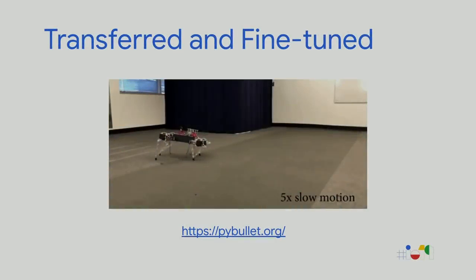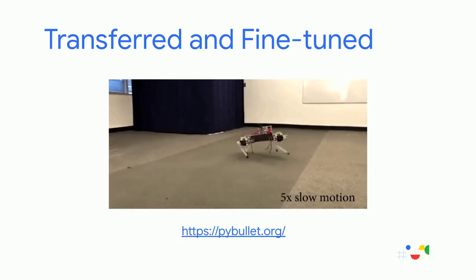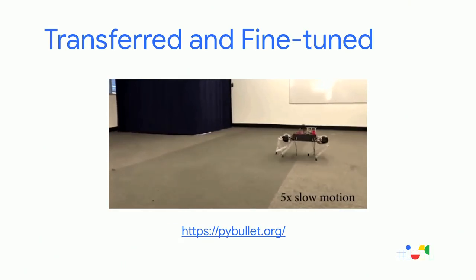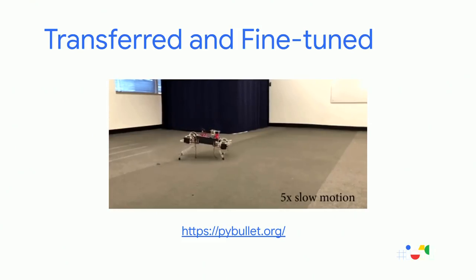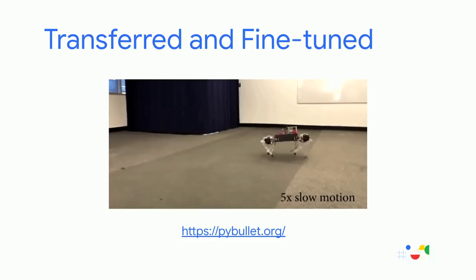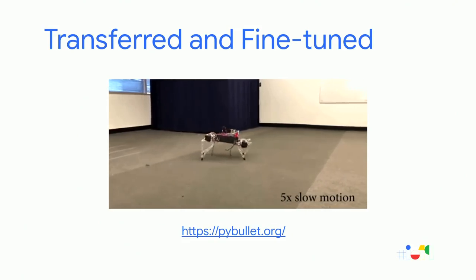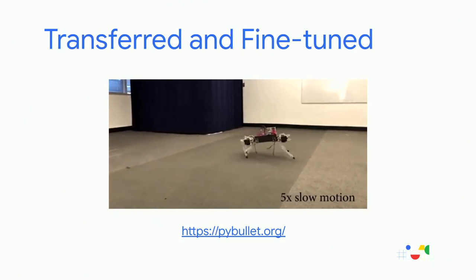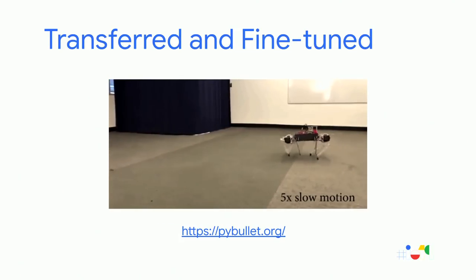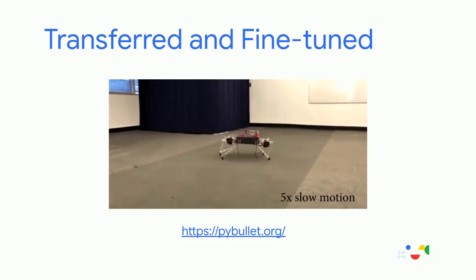And once you have that trained policy, you can export it as a saved model, put it on the actual robot, and then start the fine-tuning process. Once you've fine-tuned it, you have a pretty neat robot. In my head, when I look at this video, I think of the Chariots of Fire theme song. I don't know if you've ever seen it, but it's pretty cool.